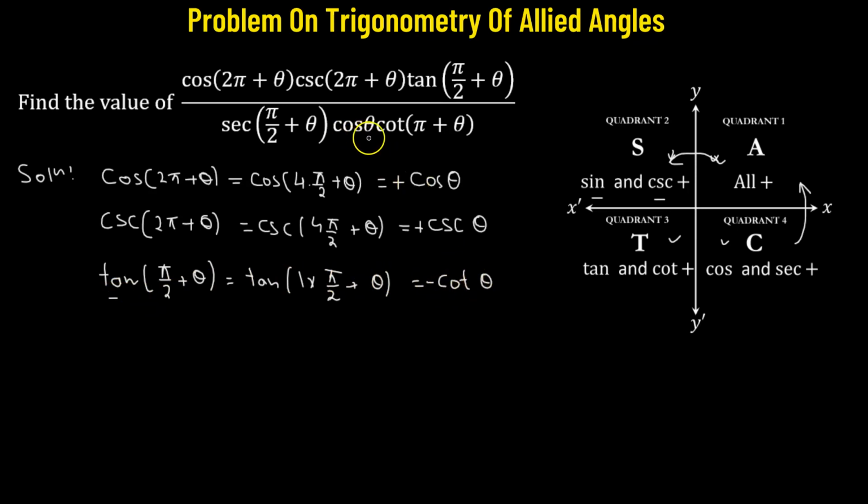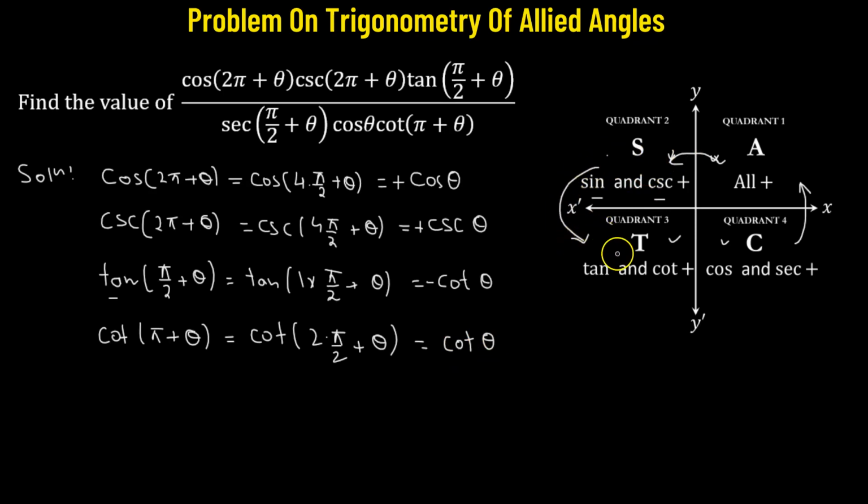Then we have cosine theta. We'll leave it as it is. Then we come to cotangent of pi plus theta, which can also be expressed as cotangent of 2 times pi over 2 plus theta. 2 being an even number, cotangent remains cotangent, so we get cotangent of theta. Now 2 times pi over 2 means we are in the second quadrant, but the addition of theta takes us to the third quadrant. In the third quadrant, tangent and cotangent are positive. Since we're working with the cotangent function, we get a positive value, so we have positive cotangent of theta.